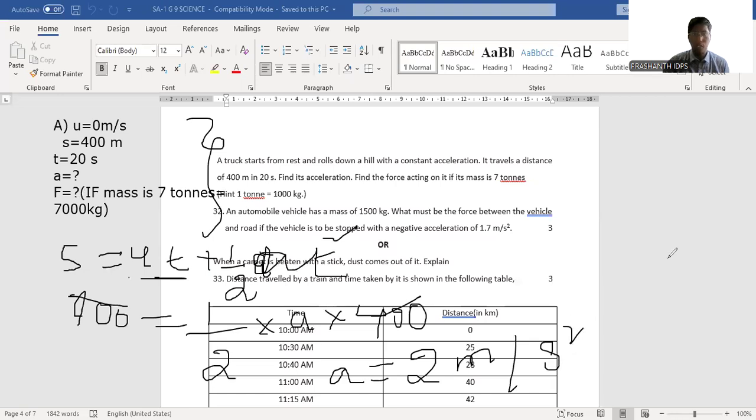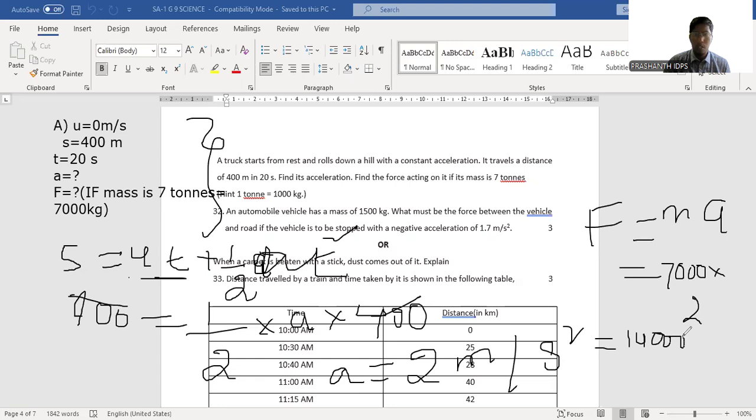Now we need to find force. What is the force formula? F is equal to mass into acceleration, ma. What is mass? 7,000. Okay, 7,000. We need to convert into SI units, no? Because other units are in SI units. So 7,000 into 2. So what is the SI unit of force? Newton. So 14,000 Newton is the answer for this question.